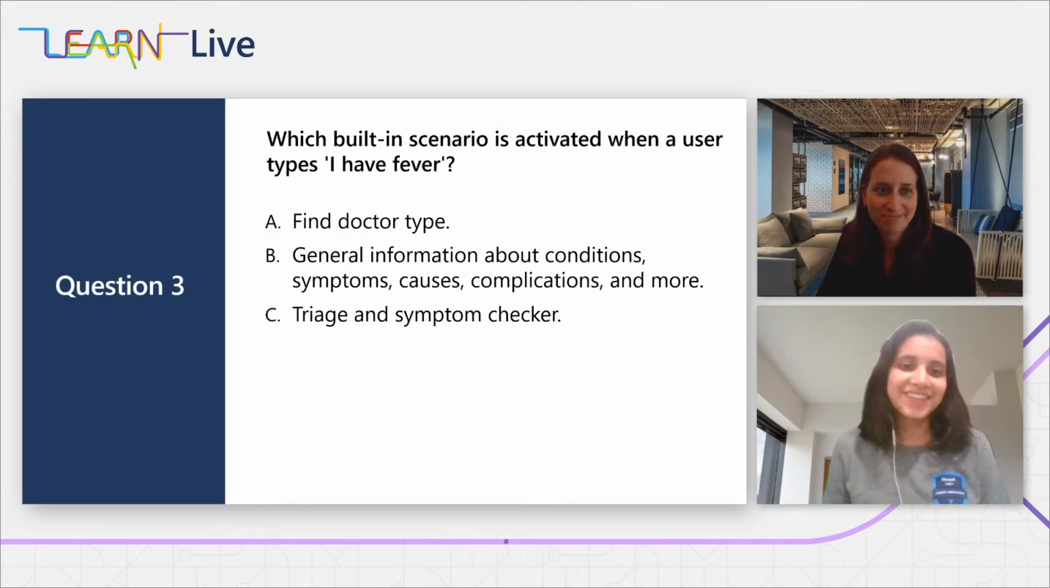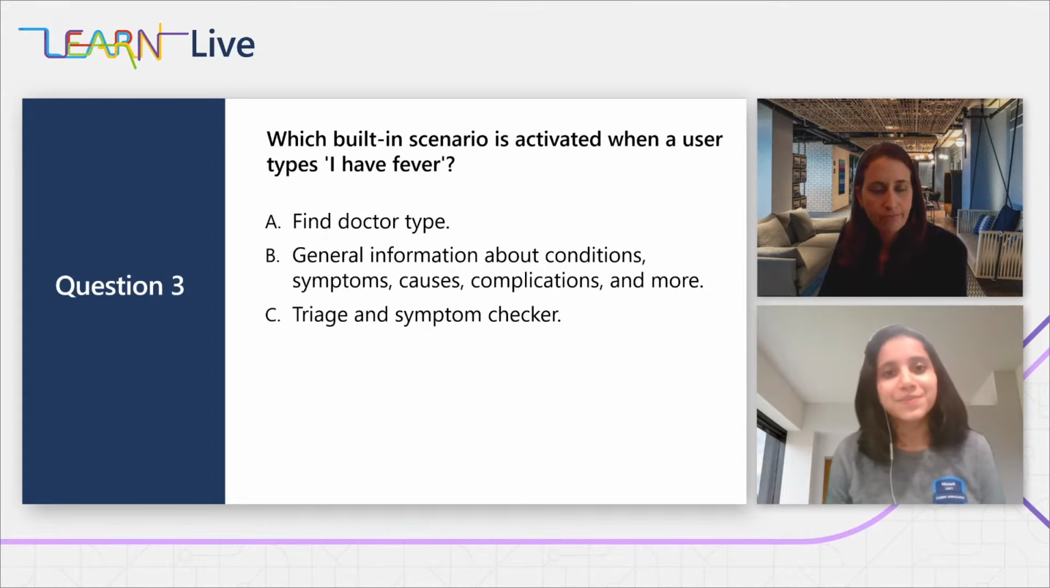Yeah, let's try. All right, so which built-in scenario is activated when a user types, I have a fever? Is it option A, find a doctor type? Is it option B, general information about conditions, symptoms, causes, complications, and more? Or do you think it's an option C, triage and symptom checker?